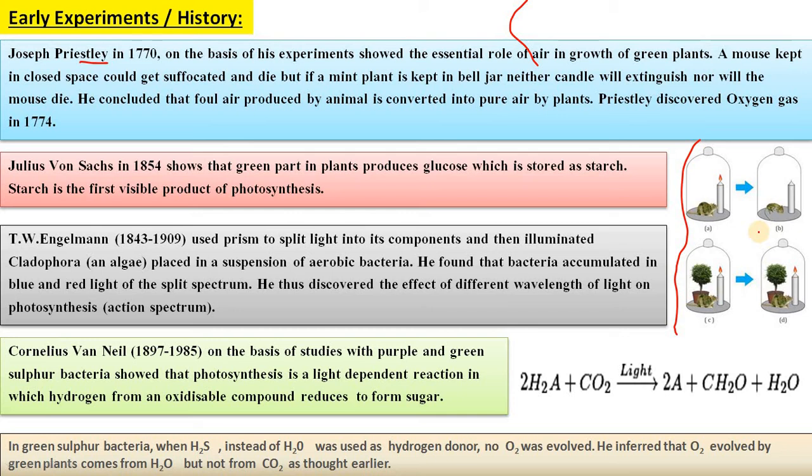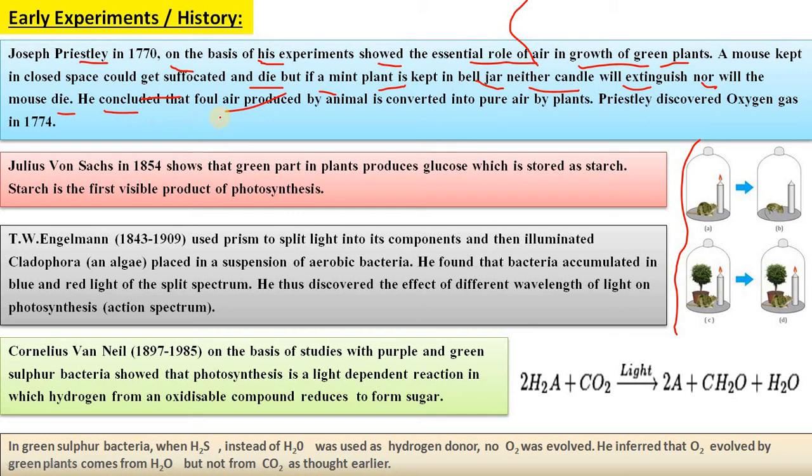Both somehow damage the air, but when he placed a mint plant in it, the candle continued to burn in the bell jar. And Priestley hypothesized as follows: plants restore to the air whatever breathing animals and burning candles remove. I'm explaining once more. On the basis of his experiments, he showed the essential role of air in the growth of green plants. A mouse kept in a closed space could get suffocated and die, but if a mint plant is kept in the bell jar, neither will the candle extinguish nor will the mouse die.